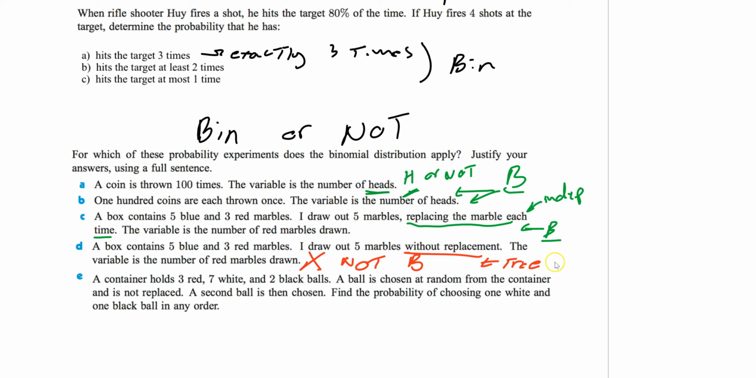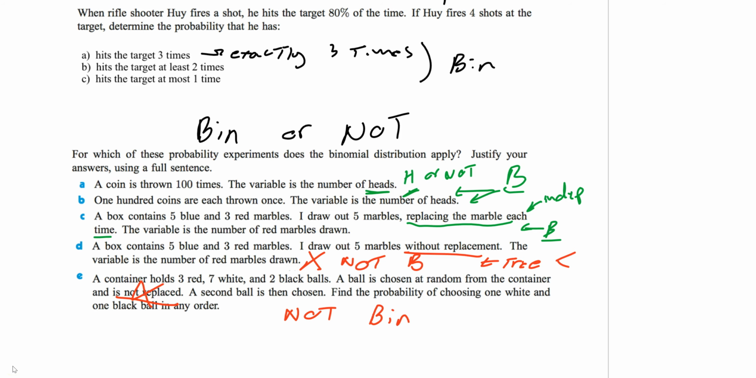I draw a little tree diagram, our favorite thing ever, and then solve it. A container holds 3 red, 7 white, and 2 black marbles. A ball is chosen at random from the container and is not replaced. Done. Don't have to read anymore. I don't like reading anyway. Right? Not replaced means not binomial. I actually do like reading. That's just in the heat of the moment.